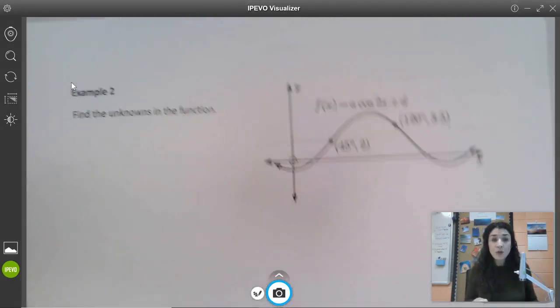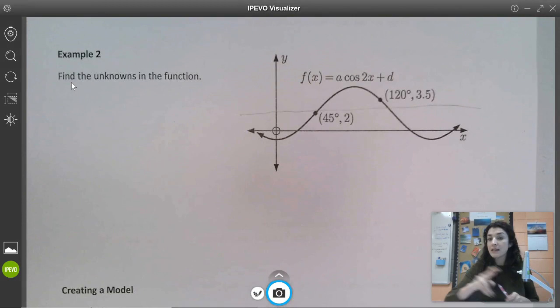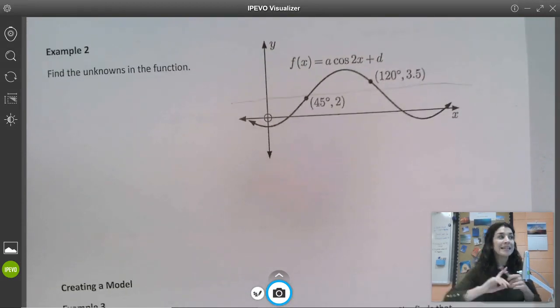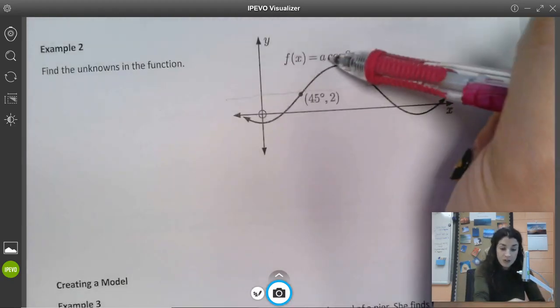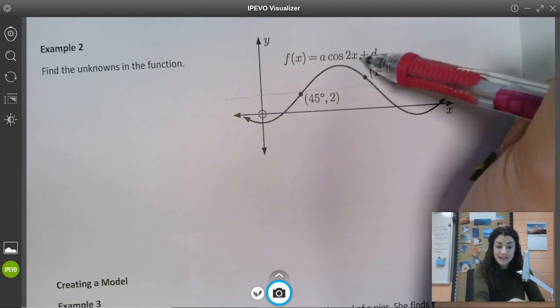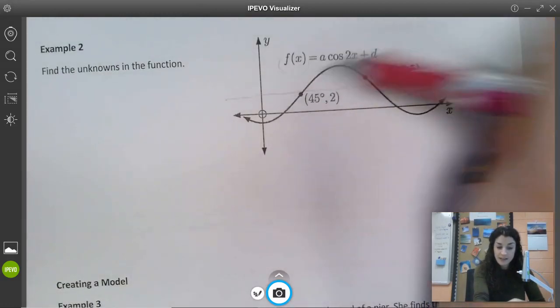Now, example 2 shows us something slightly different, a little bit harder, because notice that now we have two unknowns. When we have two unknowns, we need two separate pieces of information, which means we're going to have two separate equations. We're talking about systems of equations when we have more than one unknown. Our unknown is A, and our unknown is D. X is our input, f of x is our output.